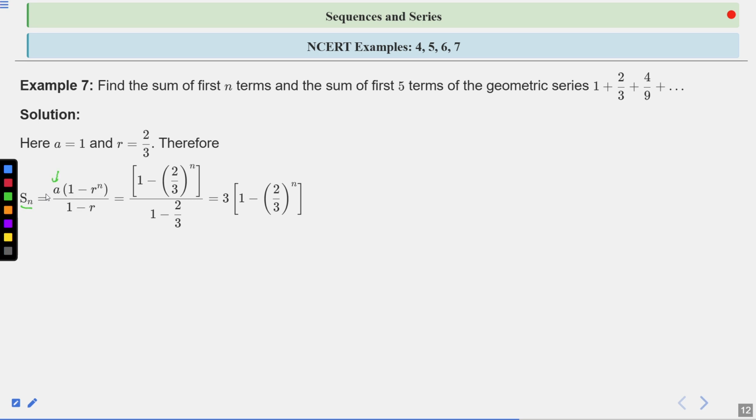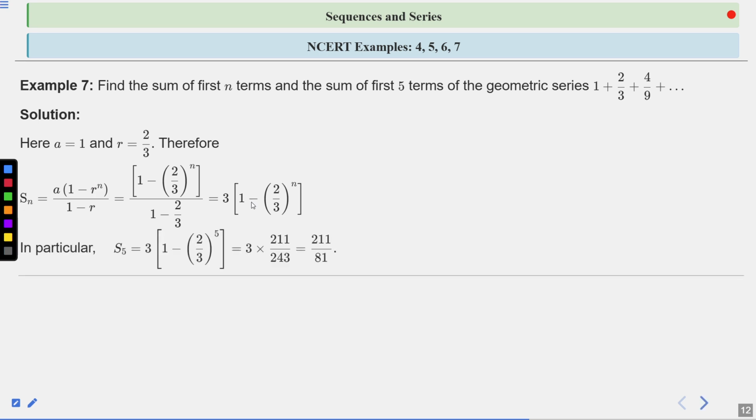A represents the first term of your GP, R represents the common ratio of your GP. If you are having R less than 1, we are going to use this formula. Here 2 by 3, indeed less than 1. Now just substitute A and R values. So 1 minus 2 by 3 raised to power n divided by 1 minus 2 by 3. On simplifying, we are getting Sn as 3 times 1 minus 2 by 3 raised to power n. Now this is your sum of first n terms.